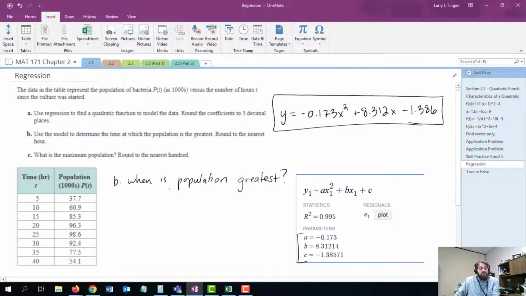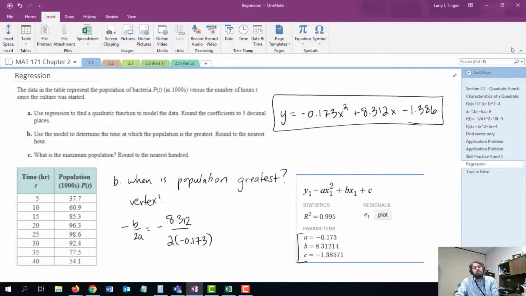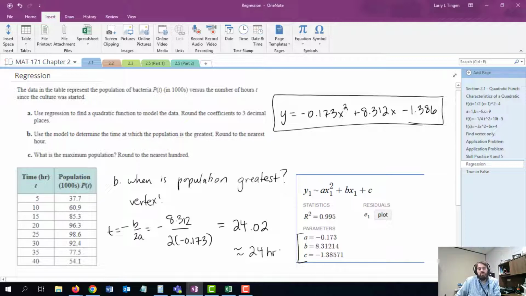Well, this is a parabola that opens down. It's got to be the vertex, right? So let's find it. Negative b over 2a is negative 8.312 divided by 2 times negative 0.173. That all goes into a calculator, and we find t is equal to this. So this happens at, round to the nearest hour, 24.02, which rounds to 24 hours.